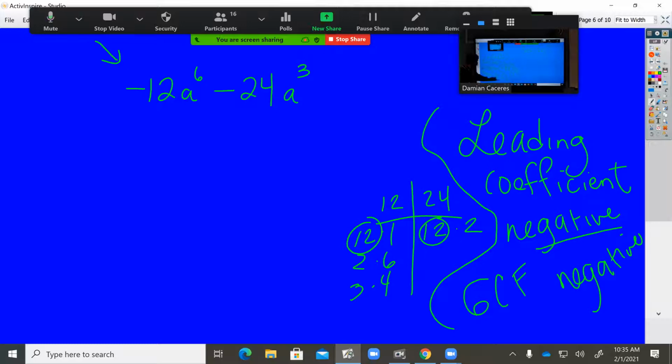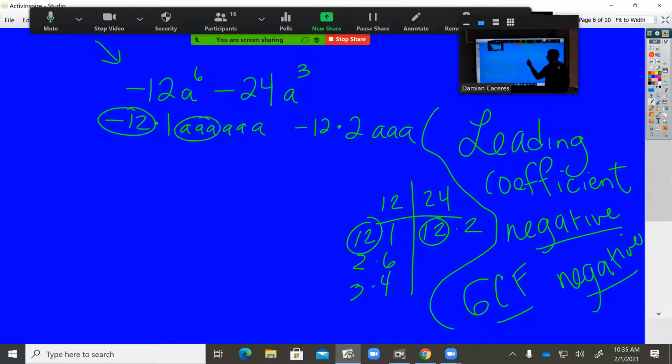This is where this message comes into play. Leading coefficient is negative, the GCF is negative. So because that first number is negative, we're not going to write 12 times 1 down there. We're going to write negative 12 times 1. How many A's you got? 6 of them. And now we have negative 12 times 2 and 3 A's. Now, what do they have in common? They have a negative 12 and 3 A's. So what am I going to factor out of the parentheses? Negative 12, a to the third.